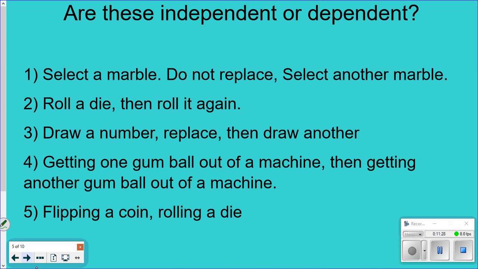All right, so let's practice this. Tell me if it's an independent or dependent event. You don't have to write it down. Let's just talk about it. The first one says, you select a marble, you don't replace, you select another marble.